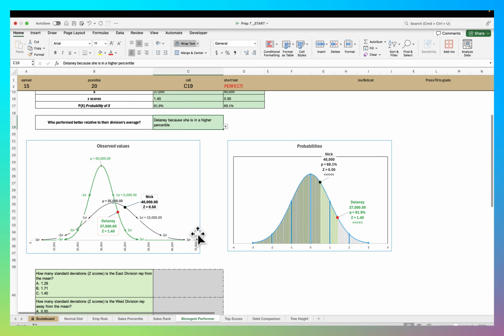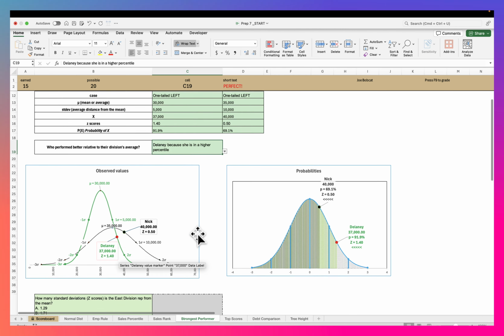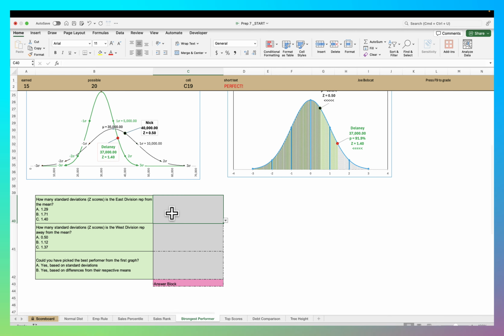Okay, how many standard deviations, or z-scores, is the East Division rep from the mean? So who's the East Division rep? It's Delaney. Okay, so she is 1.4. How many standard deviations is the West Division rep from the mean? He's 0.5. And could you have picked the best performer from the first graph? The answer to that is yes, based on the standard deviations. In fact, we did do that.